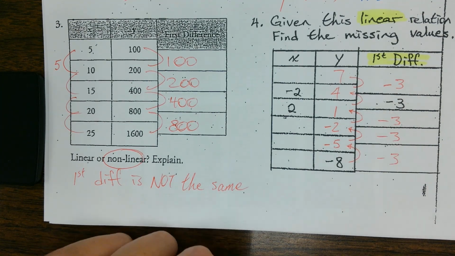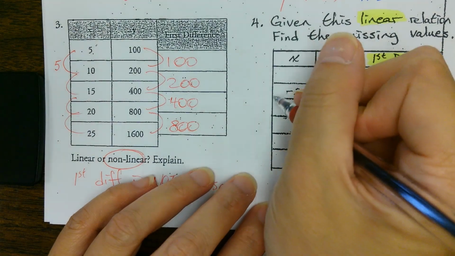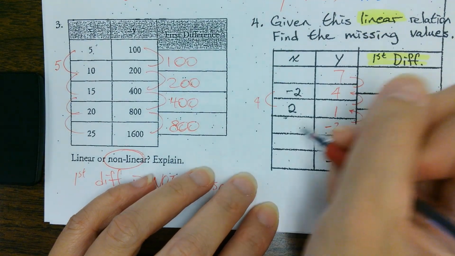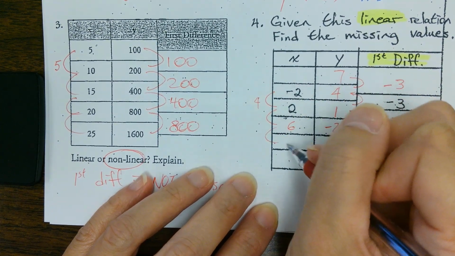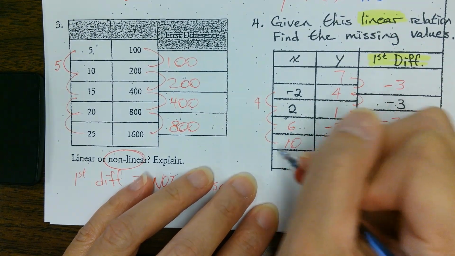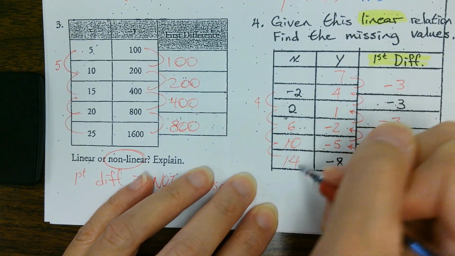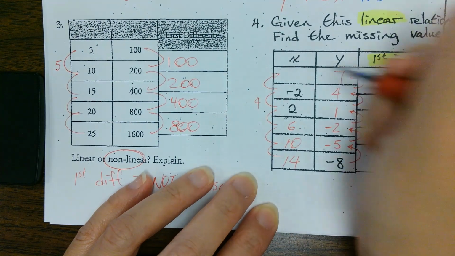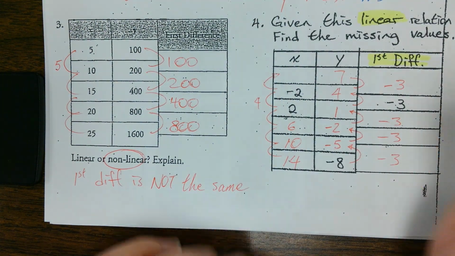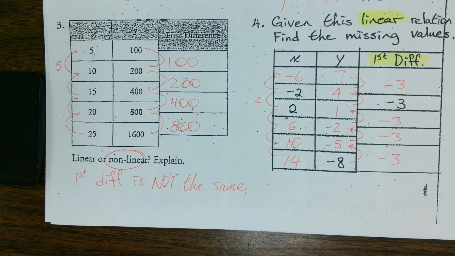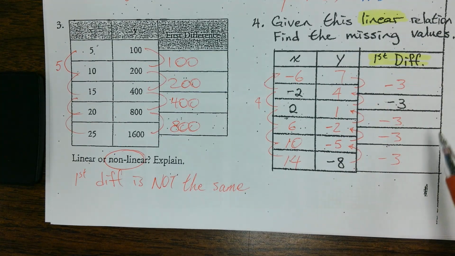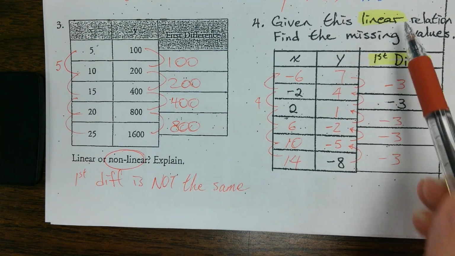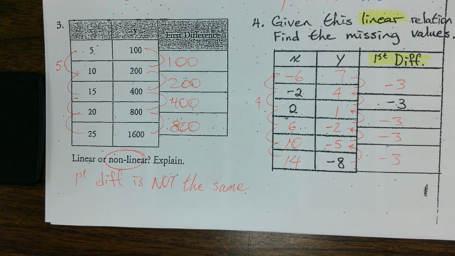It's a linear relation. So then this would be 6, this would be 10, and going backwards, -6, right. Okay. In this whole table, I only gave you 4 numbers, but you were able to fill out everything because the question said it was a linear relation.